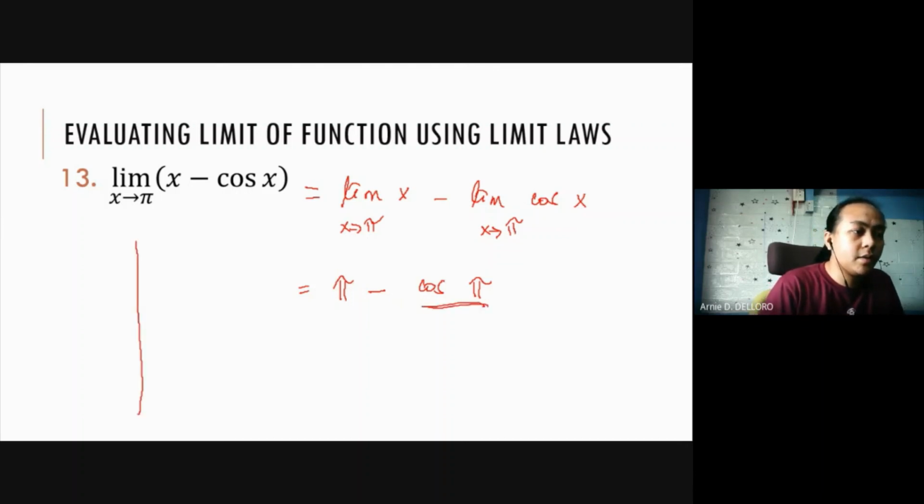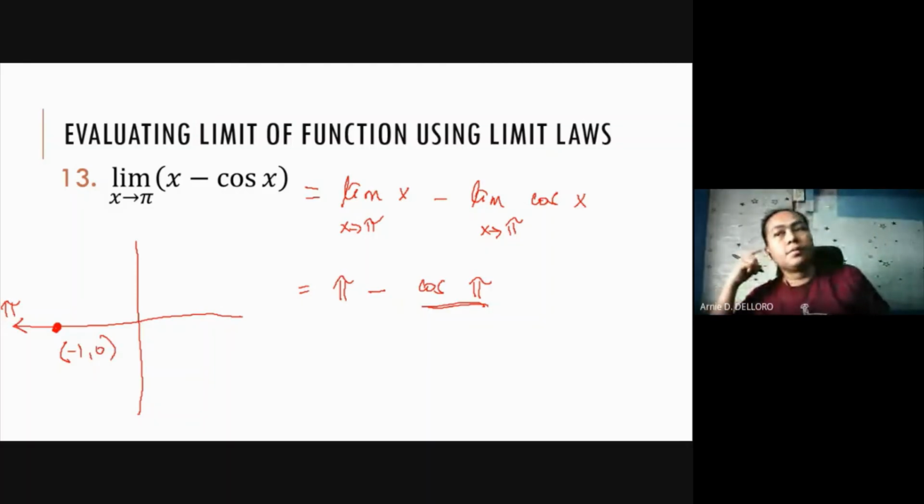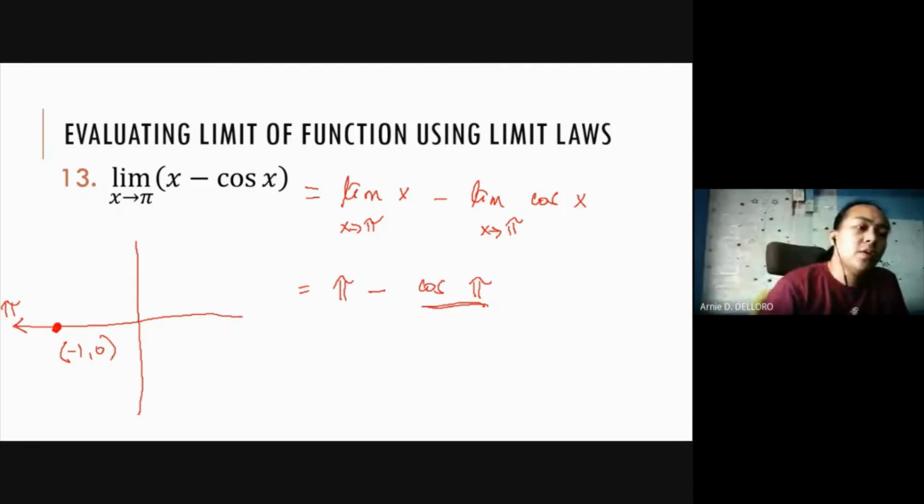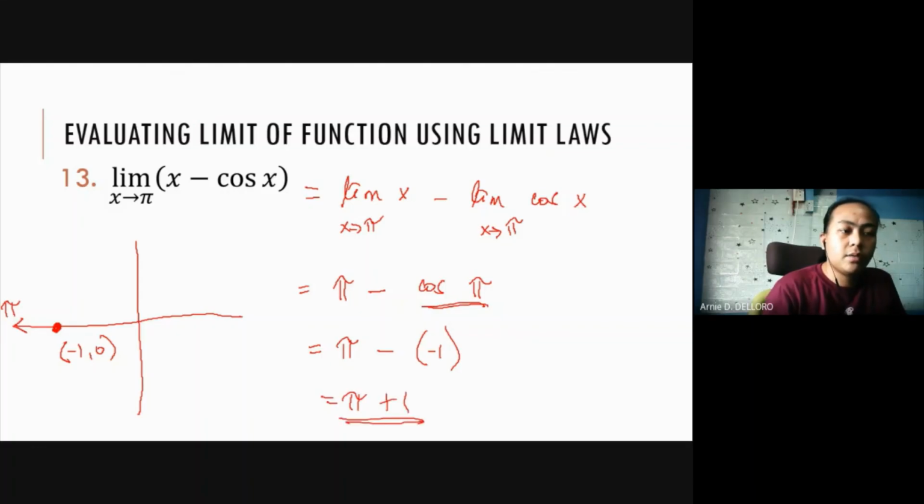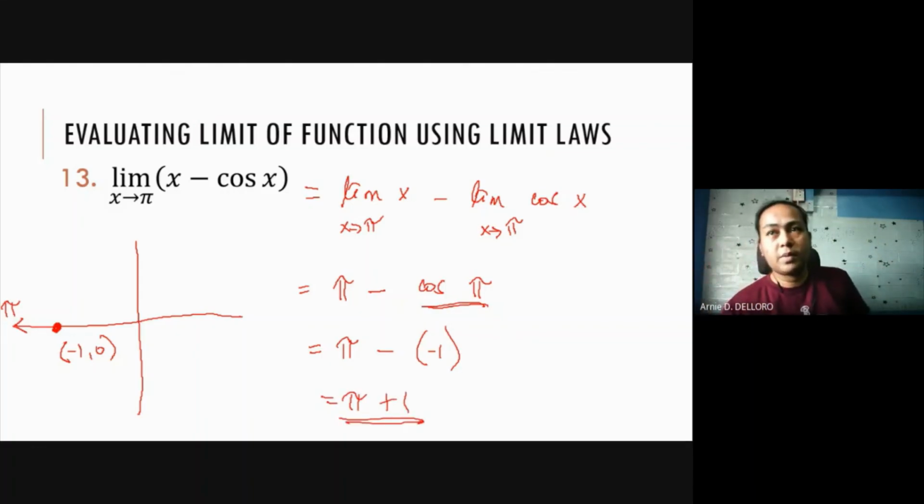O, balik tayo sa Cartesian plane. Di ba yung pi andito? This is pi. And if we will be considering the unit circle, the coordinates of this point is -1, 0. Okay? Oh, again, cosine pi is equal to -1, di ba? Based on the coordinates of the unit circle. So substituting -1 dito sa cosine pi will give us pi minus -1 is equal to pi plus 1. So this will be the limit of the function x minus cosine x as x approaches pi.